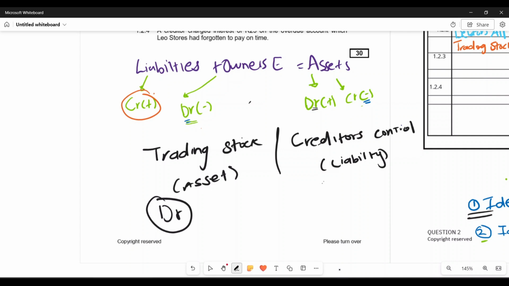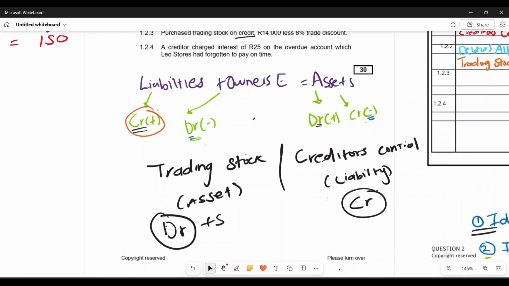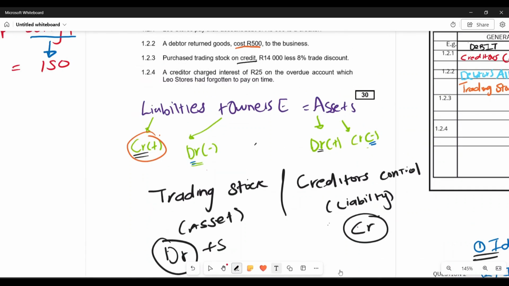Now, creditor's control. When I buy something on credit, what happens to the amount that I owe to my creditors? It would increase, right? Meaning that I would owe them more. As a result, your liability account, remember, increases on the credit side. So this would be debited, this would be credited. And I know that my assets would increase by how much? Let's say it's 14,000 less 8% discount. Now, let us calculate the amount excluding the discount.